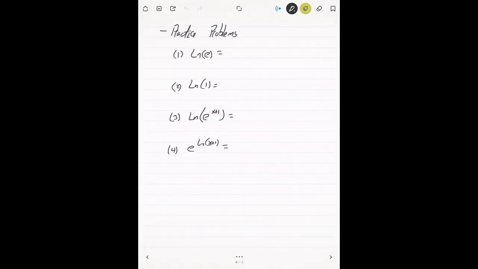What I'd like us to do is take a minute to go ahead and try to simplify these 4 expressions using the natural logarithm and the properties that we have for simplifying. So pause the video, take a couple minutes, and let's see how you do.